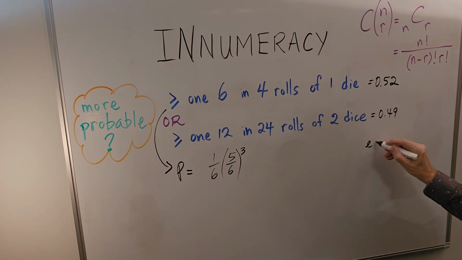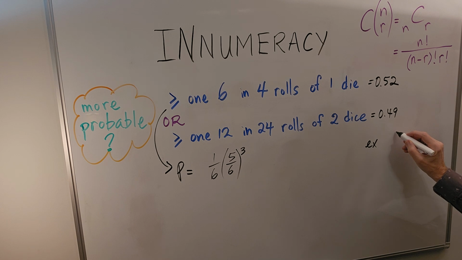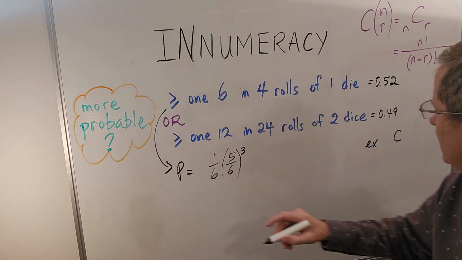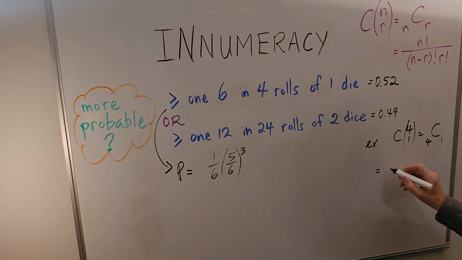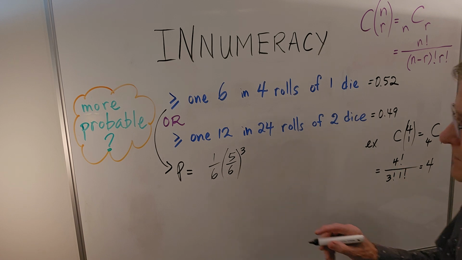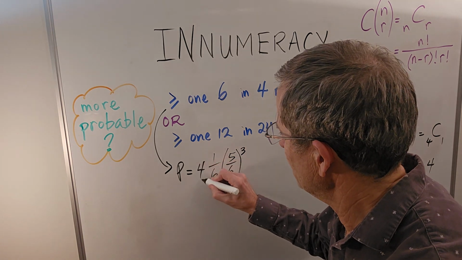So for example, if I want to calculate C(4,1), it's equal to 4 factorial over 3 factorial and 1 factorial using this formula. And that, of course, is just 4, because the 3 factorial cancels all but the 4 there. So we have to multiply this by 4.